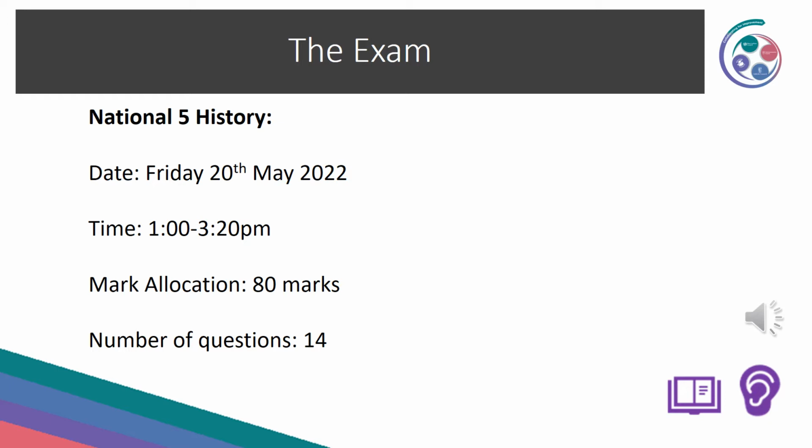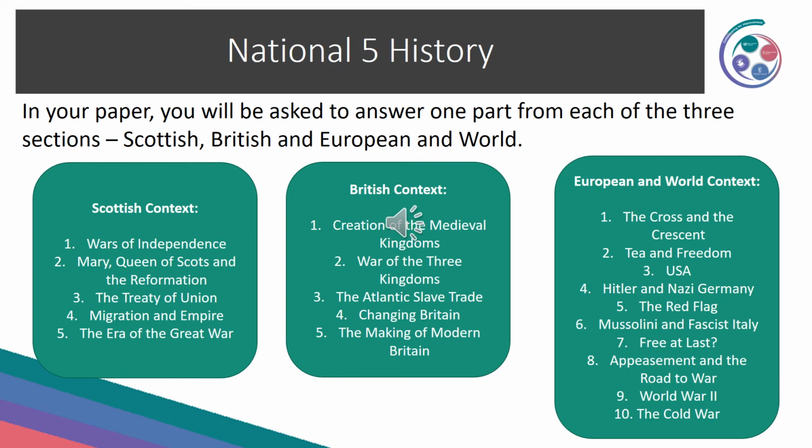The question paper itself is made up of 80 marks, and the number of questions that you will be asked to answer is 14. Just as a reminder, in your paper, you will be asked to answer one part from each of the 3 sections studied. You'll be asked to answer one unit from the Scottish section, one from the British section, and one from the European and World section.